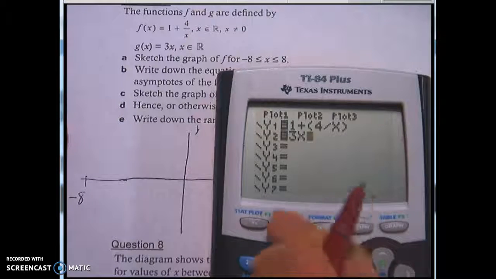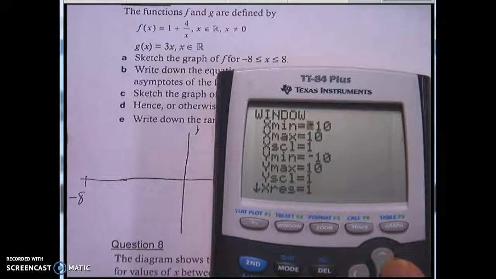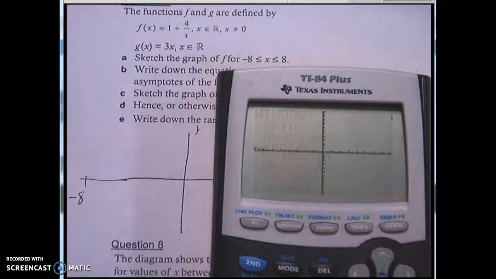Now, you should always go to the window and modify the window to match the requirements they gave you. In this case, the requirement they gave you is that x is between -8 and +8. They made no specification on the y, so I'll just keep it at the default -10 to 10 right now. And let's just see if I can see everything. There's my rational, I can see all that, and there's my linear. So I'm feeling pretty good. Looks like this linear crosses twice.